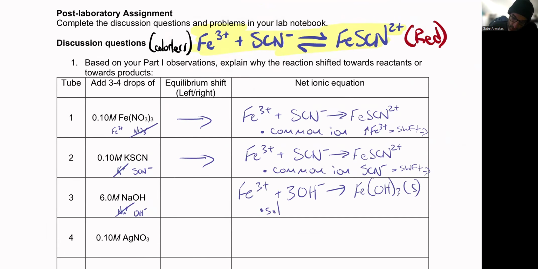a solid formation. Actually, by the way, if you didn't see a solid, but it did shift, that would mean it formed another complex, which we're actually going to see for one of these other ones.